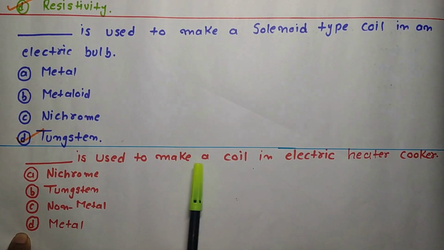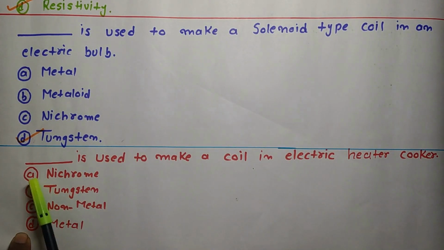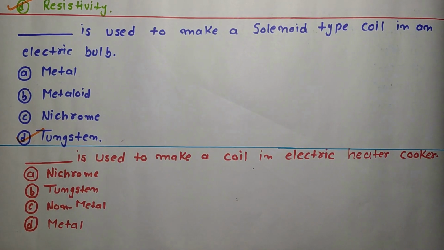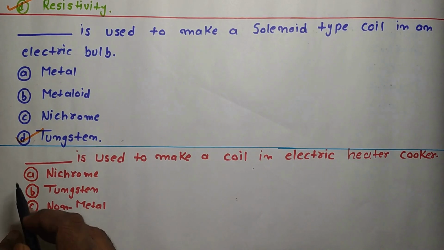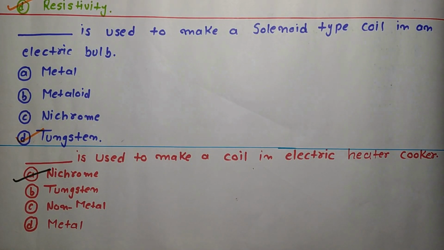Dash is used to make a coil in an electric heater cooker. A, nichrome, B, tungsten, C, non-metal or D, metal. So the nichrome is used to make a coil in an electric heater cooker.